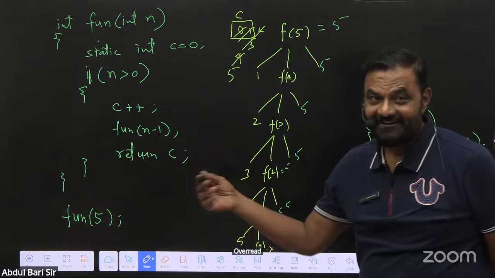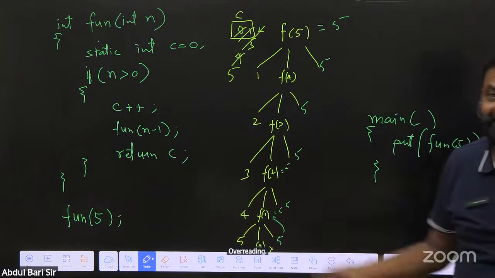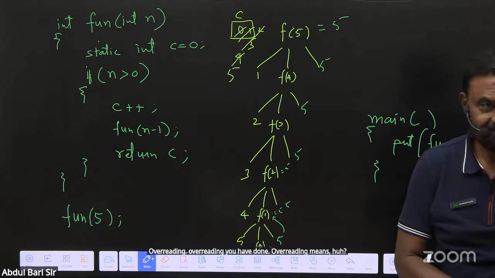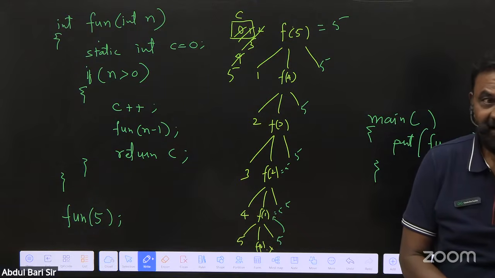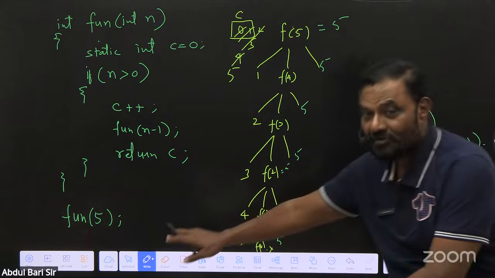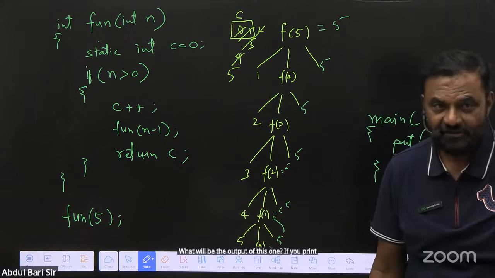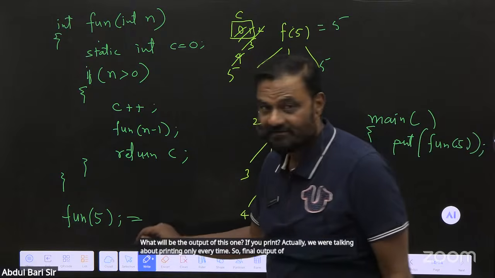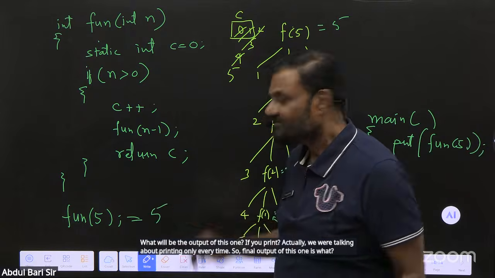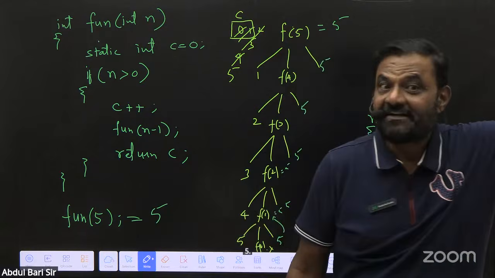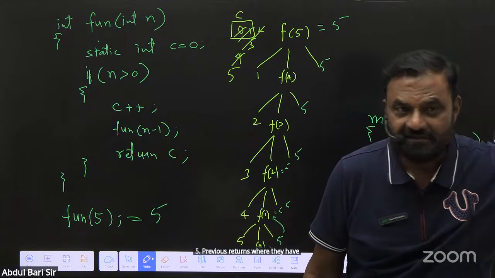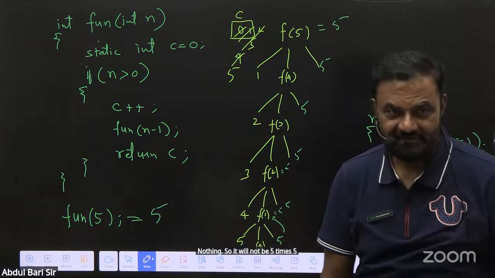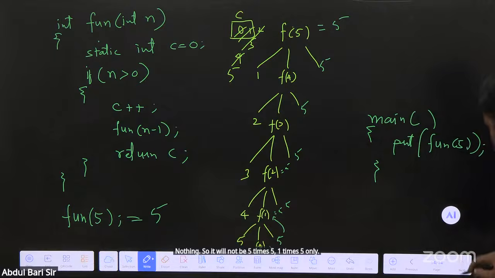Overriding. Overriding you have done. What will be the output of this one if you print? Actually, we were talking about printing only every time. So final output of this one is what? 5. Previous returns, where have they gone? Nothing. So it will not be 5 times 5. 1 time 5 only. Next.